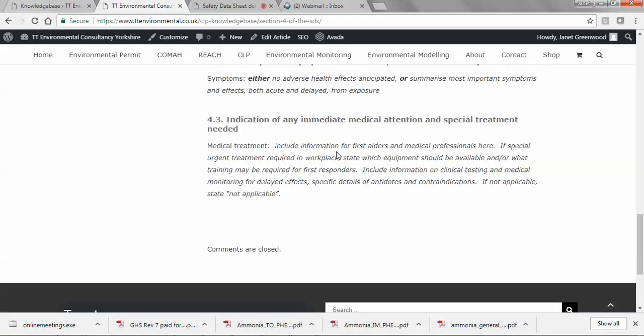So if you run that past someone, or if you're not the health and safety person, I know Lizzie, you're the health and safety person anyway, but if that's not you, if you've got someone who is health and safety qualified, IOSH qualified, and ideally first aid qualified, they can help you with this section, and you should go and talk to them.